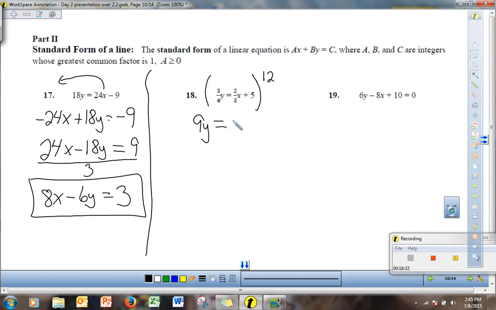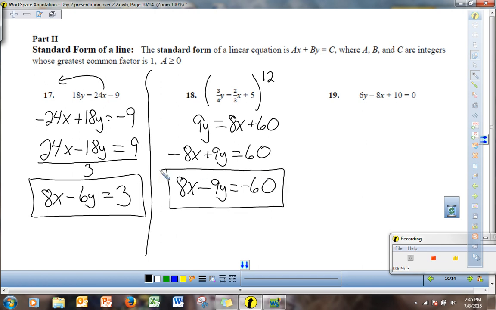4 times 2 is 8, so I got 8x plus 60. Now the fractions are gone. Now let's move the x to the other side. It's positive here, so let me move it over. So I've got negative 8x plus 9y equal 60. And then to bring it home, the a value's not positive, so let's make it positive: 8x minus 9y equal negative 60. And then you got it. I'll do another fraction one here in a second.